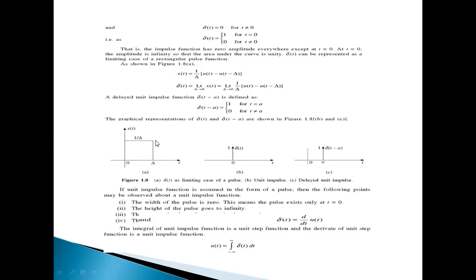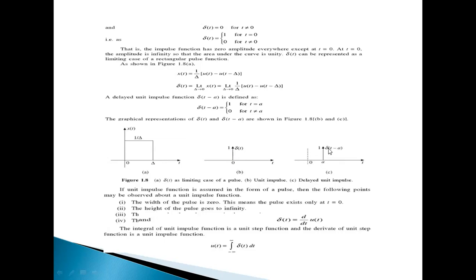I can explain the graphical representation. Here the graphical representation is for delta. Assume that delta is 1, which means 1 by delta is also 1. The magnitude is 1 here. And x of t at t equal to 0 only. The delta of t at t equal to 0 only, the value is 1.